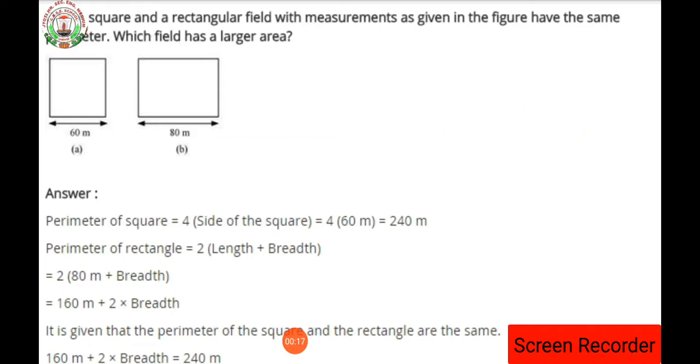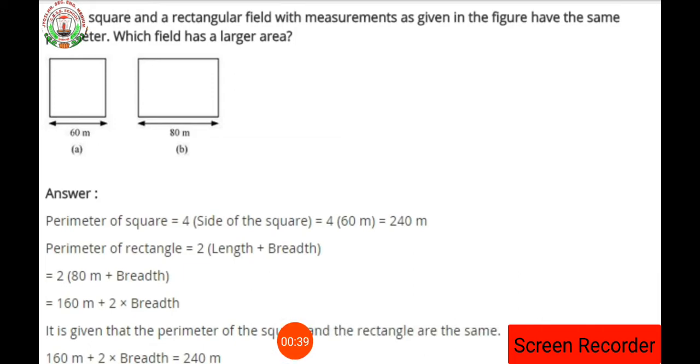What does question number 1 say here? A square and a rectangular field with measurements as given in the figure have the same perimeter. That means A will be the square and B will be the rectangle, and it is also said in the question that their perimeters are equal. Which field has the larger area?